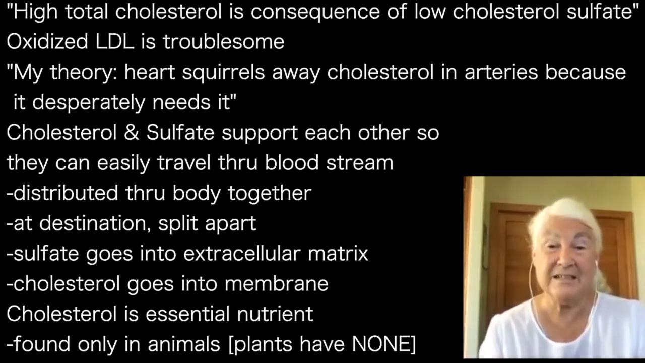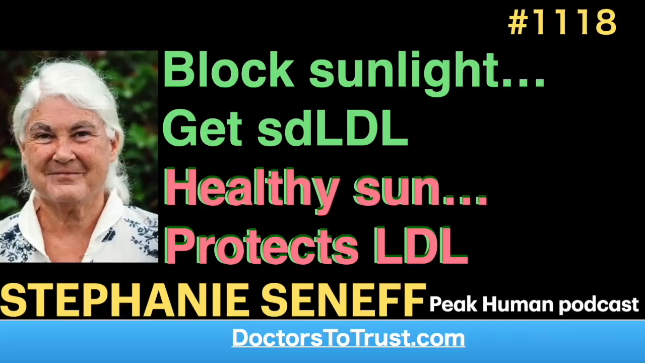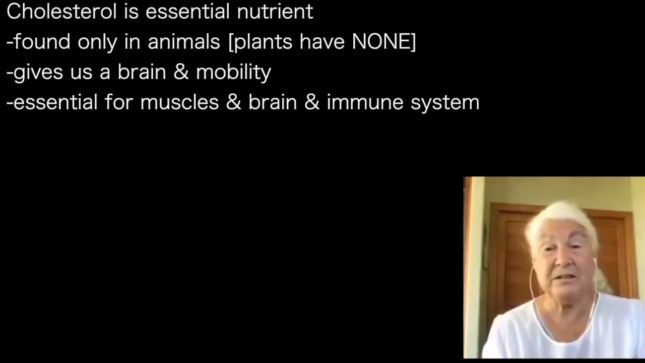Cholesterol is not a toxin. It is an essential nutrient. It's vital to health, and it's only found in animals. Plants don't have cholesterol, which is interesting. It's an animal-based essential molecule, and it's really what gives us, I think, a brain, and it gives us mobility. It's essential for the muscles and the brain in particular.